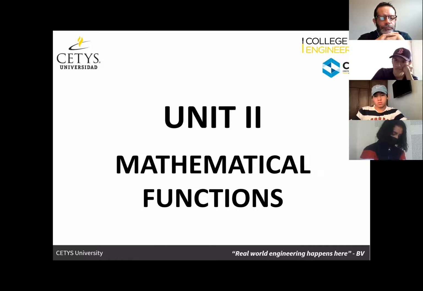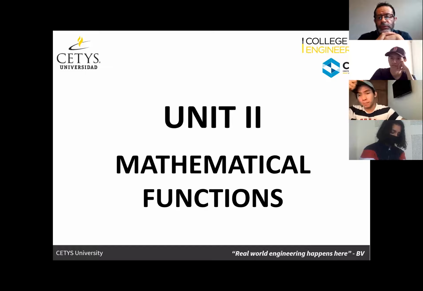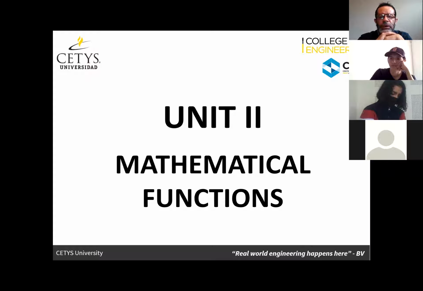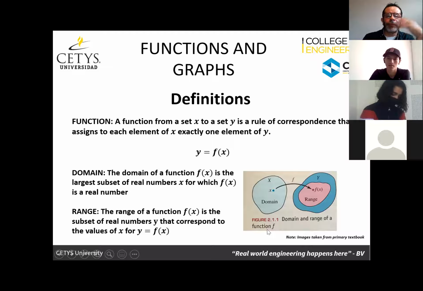Again, I would say none of what we're seeing in this course should be new for you guys. You should have seen this at some point previously, at any given moment in high school. And so none of this is new, but it's important for us to understand this moving forward in engineering. So let's talk about mathematical function. What is a mathematical function?